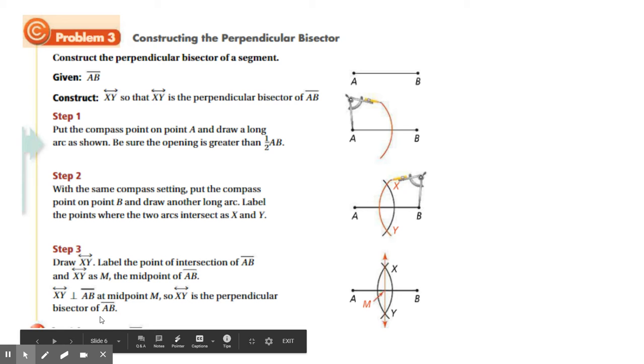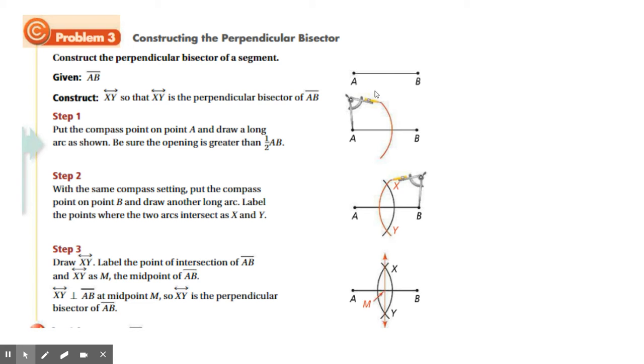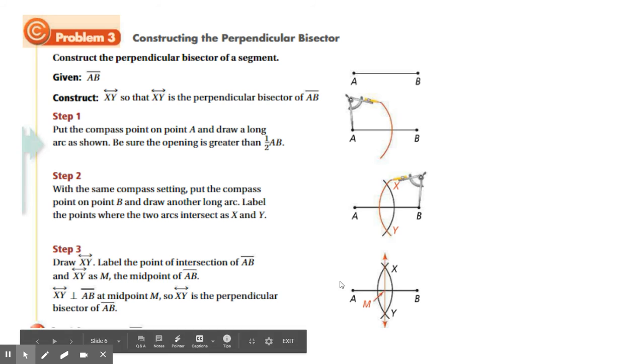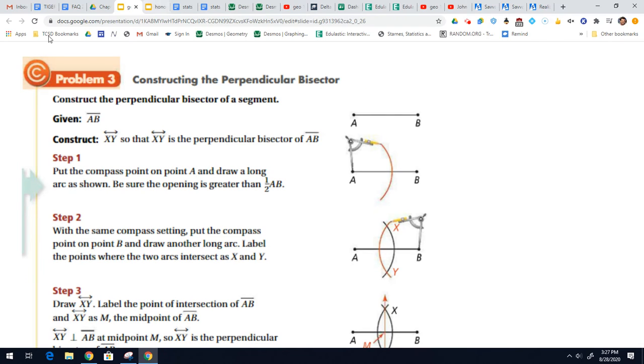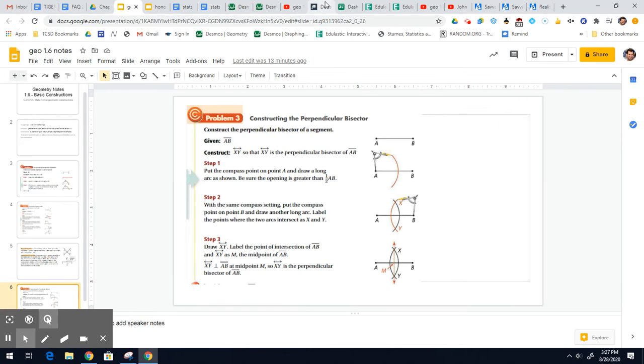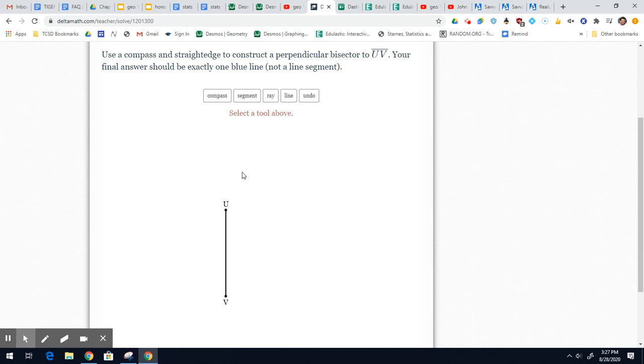Oh, what fun. We're going to start with segment AB, and we're going to do some things to then draw a line as the perpendicular bisector. So let's get right to it. We are going to use a compass and straightedge to construct a perpendicular bisector of segment UV. Your final answer should be exactly one blue line, not a segment.